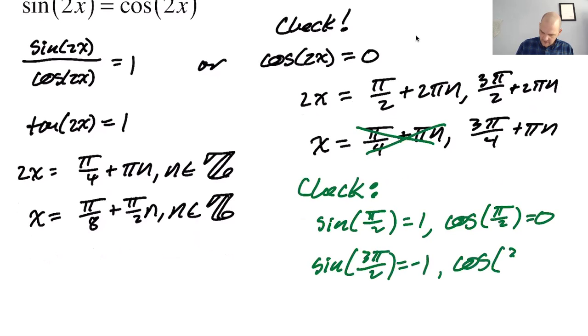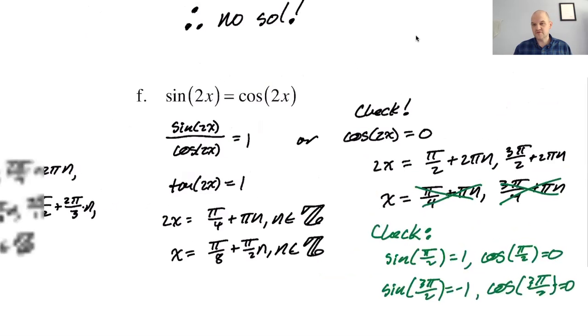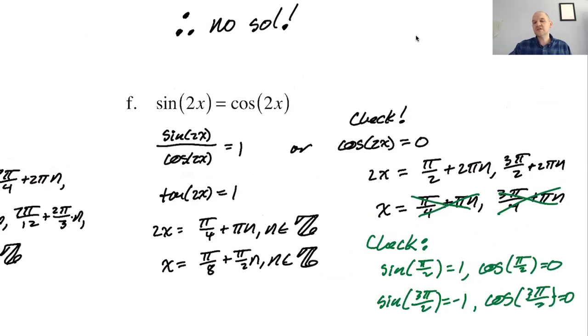Cosine of 3 pi over 2 is 0. So that's obviously out. We actually get no solutions from this. It didn't contribute anything, which is totally fine. The thing is, it could have. And when you divide by a trig function, you're claiming that the thing you divide by couldn't have been 0.